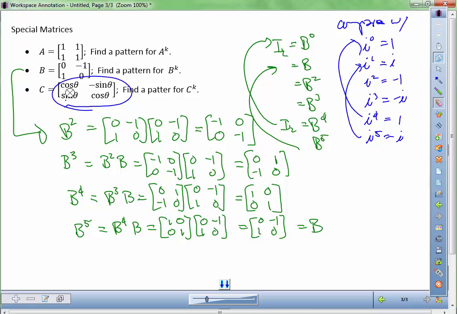Anyways, if you look at the matrix C, let theta equal 0, let theta equal pi over 2, then let theta equal pi, and then 3 pi over 2, and back to pi. You'll see the relationship between those matrices and B.